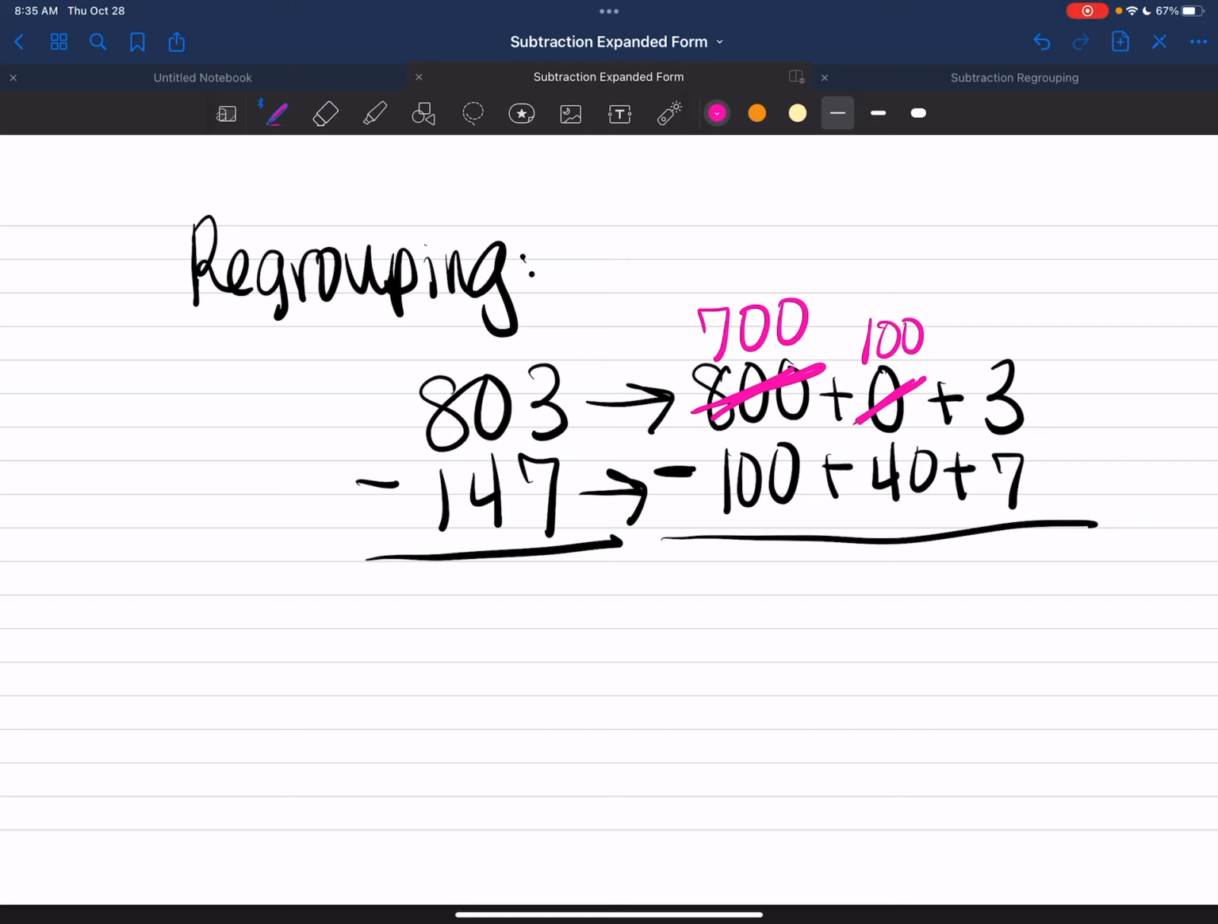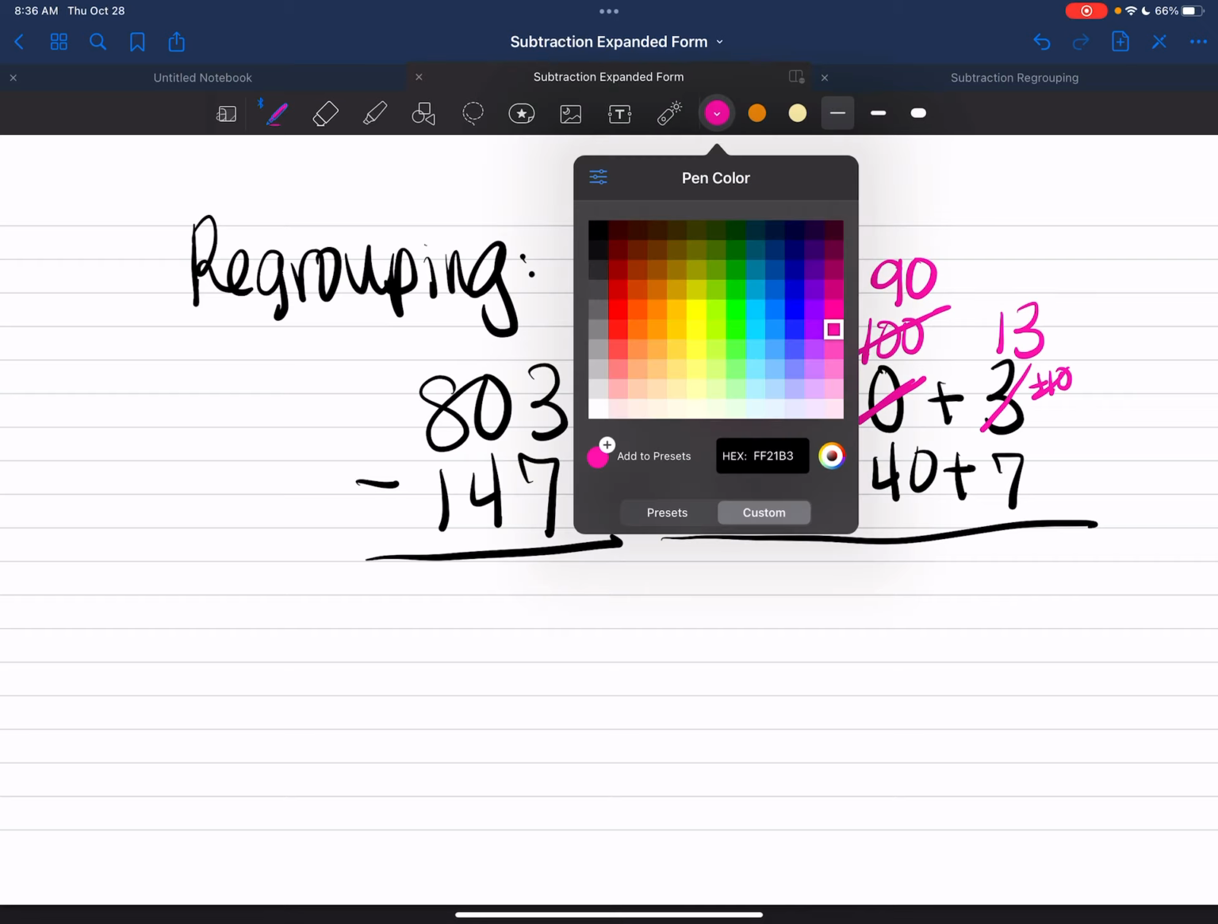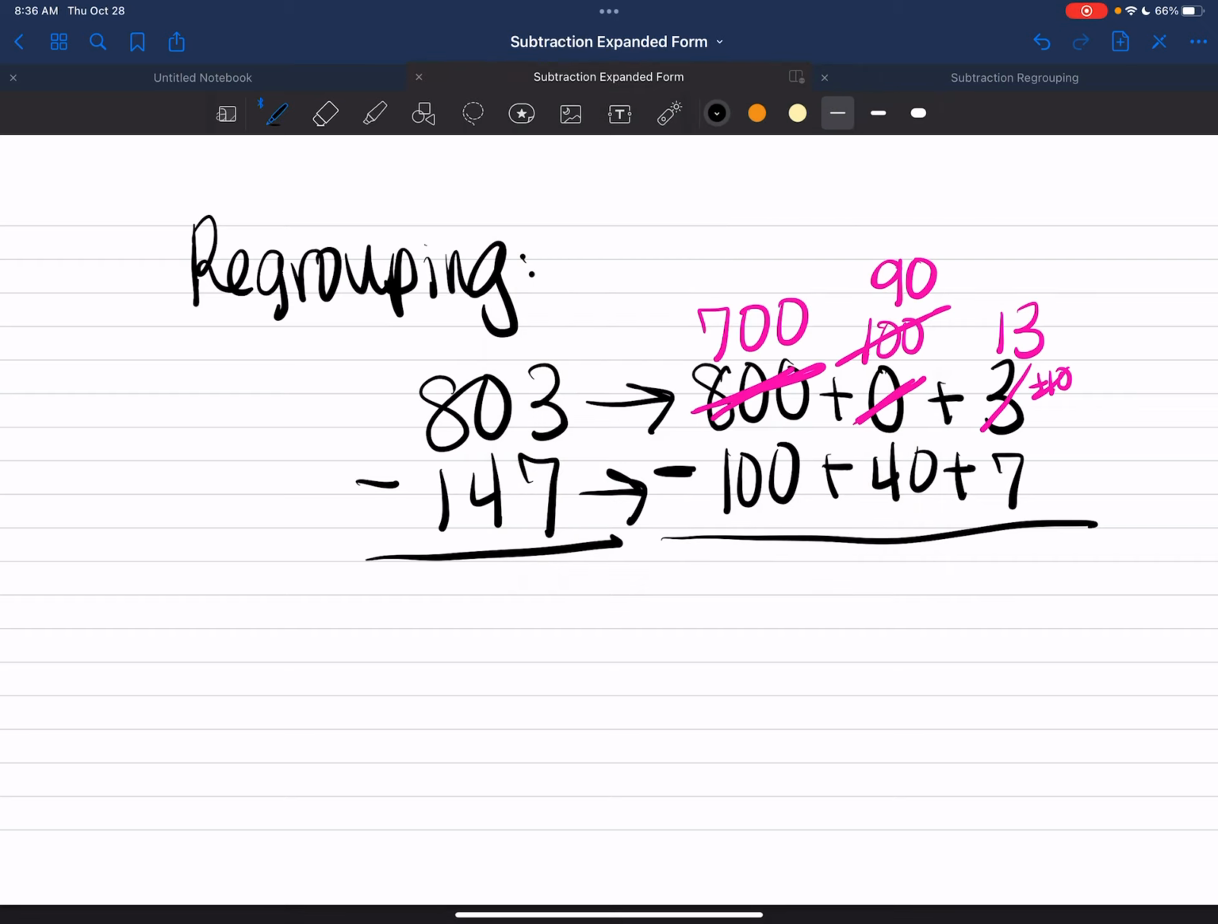That still doesn't help solve in our ones place, so we have to regroup again. If we take 10 away from 100, that becomes 90. And if we add 10 to 3, we get 13. Now we're ready to subtract. We can do 13 minus 7 is 6. Plus 90 minus 40, 50, plus 700 minus 100, which is 600.